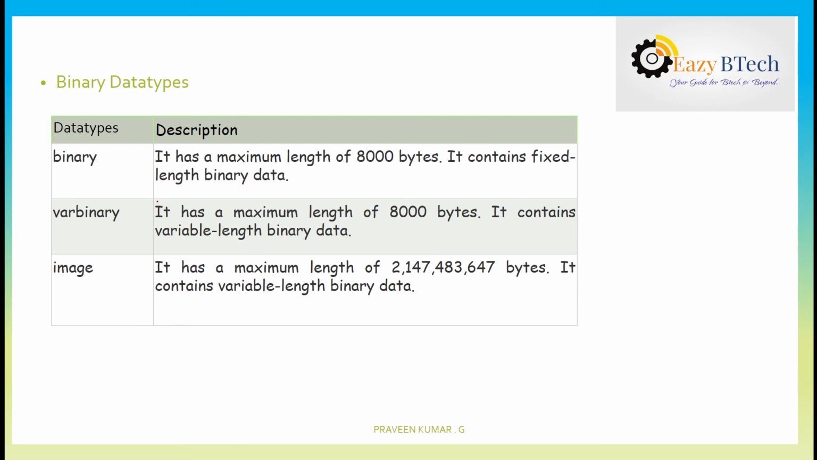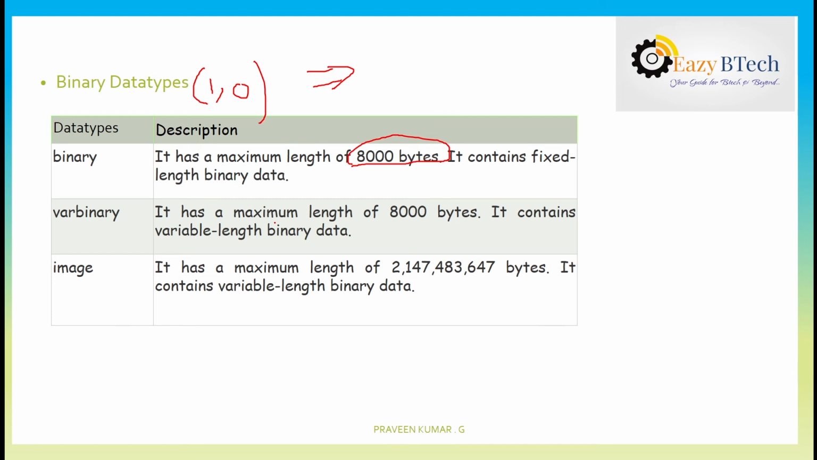What is binary data type? Binary data type, variable binary data type, image binary data type. Binary data type is nothing but zeros and ones. If you want to represent data in the form of binary, if you are working with some binary data, we go with the binary data type. It has a maximum length of 8,000 bytes. It contains fixed length binary data.